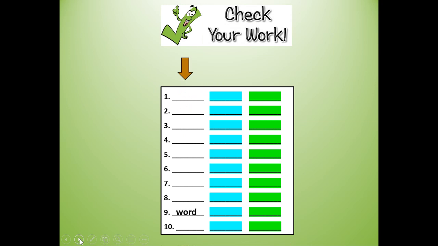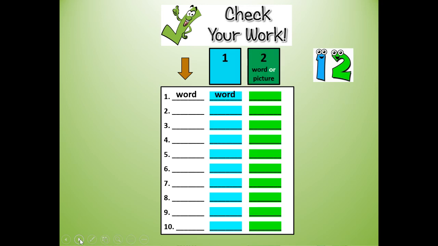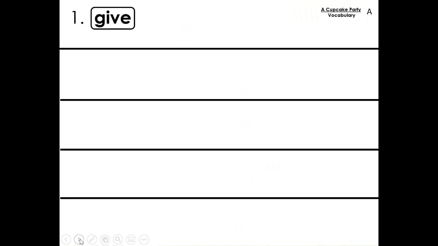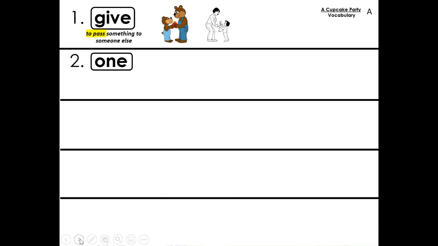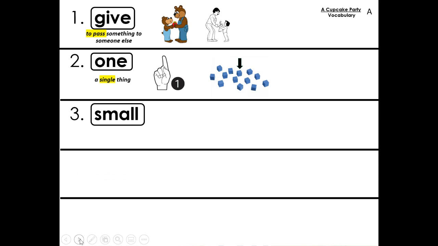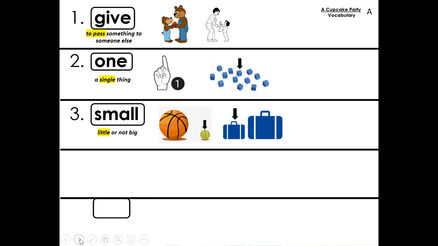Make sure you wrote all 10 words correctly so that at the end of the lesson, you can write your word again. And then in the second column, you can write the word a second time or draw a quick picture. All right, number 1, give, G-I-V-E, give, to pass something to someone else. Number 2, one, O-N-E, one means a single thing. Number 3, small, little or not big. Number 4, put, P-U-T, to place a thing in a certain spot.